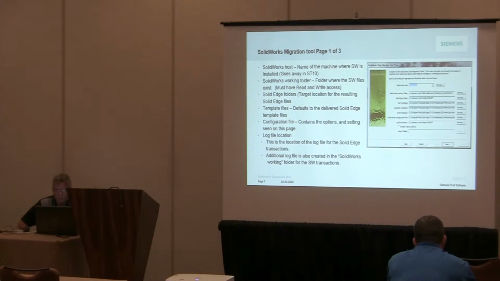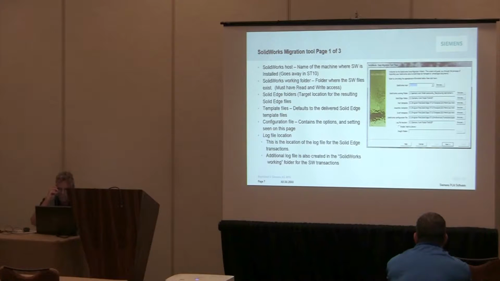And then you have a Solid Edge folder, and the Solid Edge folder is really the target location of where we're going to migrate the files to. So this is the folder in which we create all the Solid Edge files. And then of course you have template files, and template files are your choice. We default to what we deliver with Solid Edge, and you can modify those and point to your own template files. And then we have a configuration file. The configuration file is basically these INI files that we use with all our data translators. And inside that INI, we're going to store all these parameters or settings that you make here, so that the next time you come through here, it's all filled out for you.